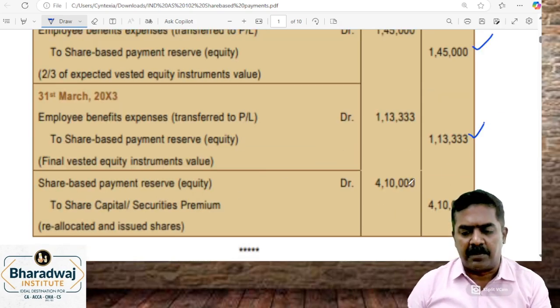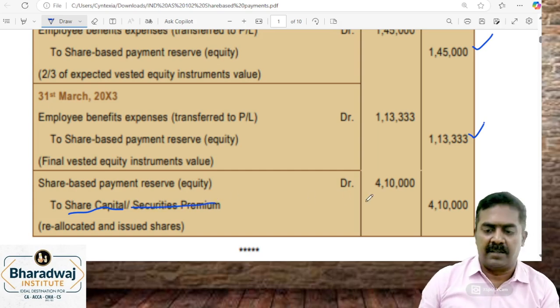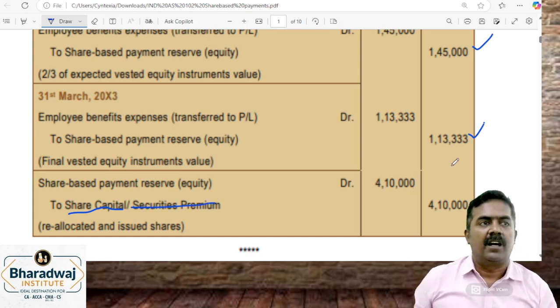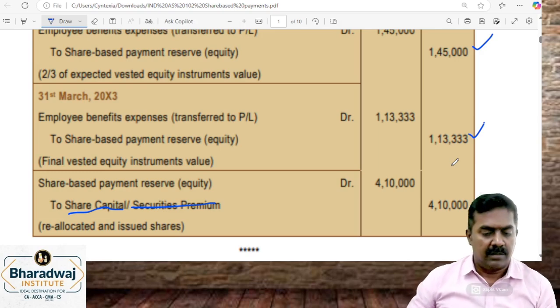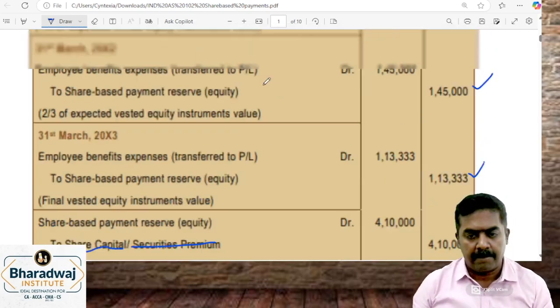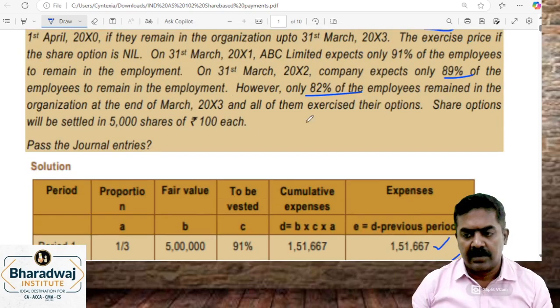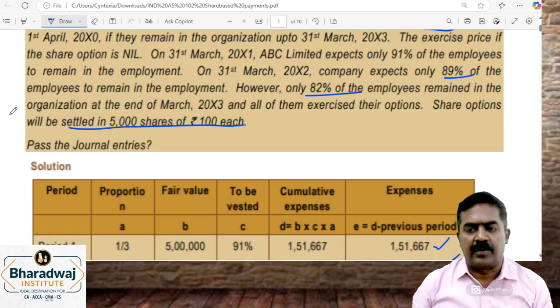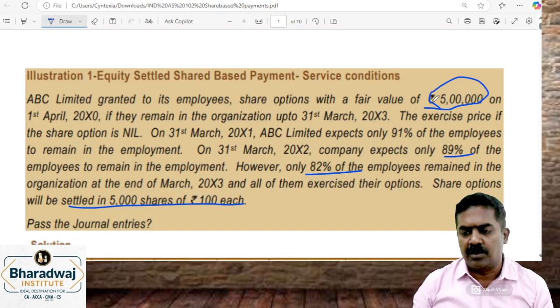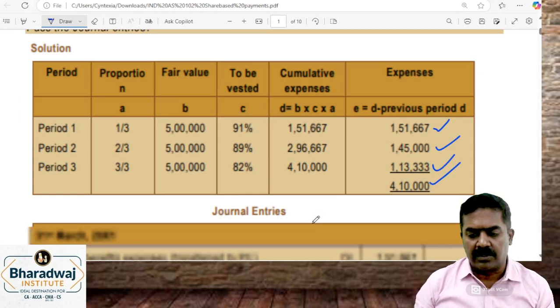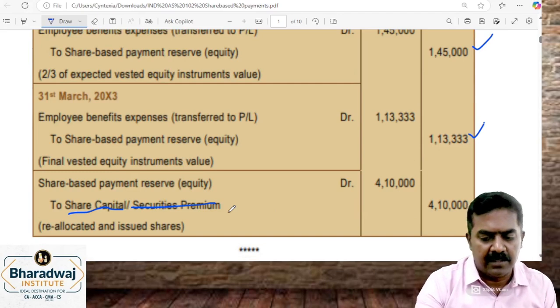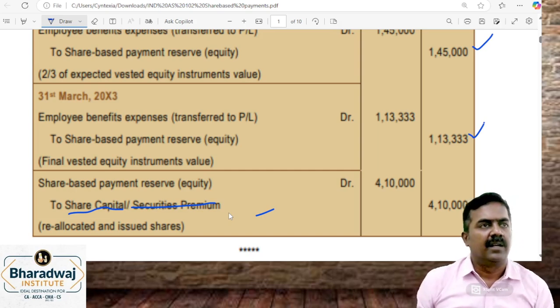Then share-based payment reserve to which account? Better to use which word? Not securities premium, share capital. Because how many shares are given? Share options will be settled in 5,000 shares of 100 each. So we are not going to give 5,000 shares into 100 each, 5 lakhs. We are going to give only how much? 4,100 shares into 100 each. This is like 4,100 into 100.